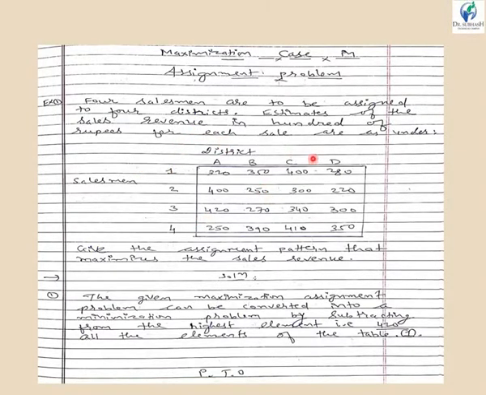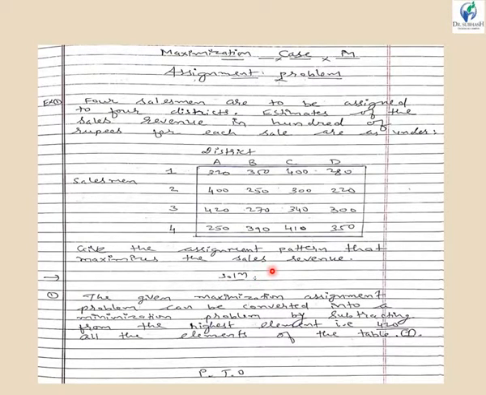This is a table that is given to you. There are 4 salesmen, 1, 2, 3, 4, and there are 4 districts A, B, C and D. Sales revenue in hundreds of rupees is given in the table for each cell as under. So this table is given to you for reference. Now we will start solving the example.